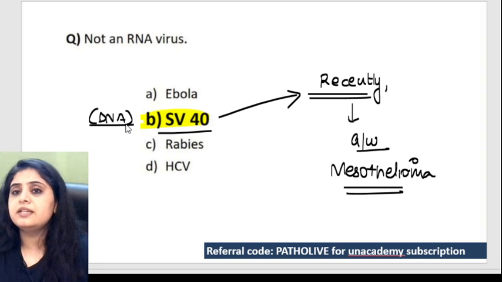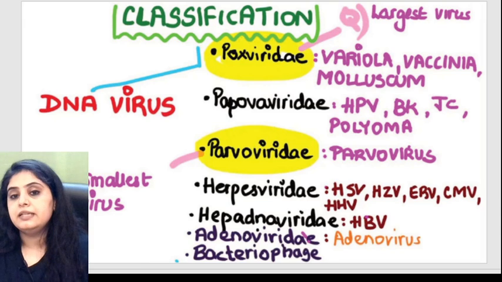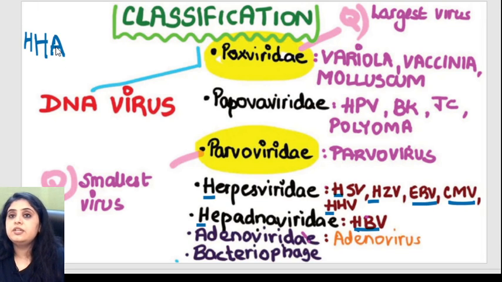So how do I pick up DNA versus RNA? What is my mnemonic for that? There's a very simple mnemonic that goes by the name of HAPPY. So what do you have under it? Number 1, Herpesviridae. It has all the herpes sounding things: herpes simplex virus, herpes zoster virus, human herpes virus, EBV, CMV. These are all Herpesviridae. Number 2, Hepadnaviridae, which means hepatitis B. Number 3, A for adenovirus.